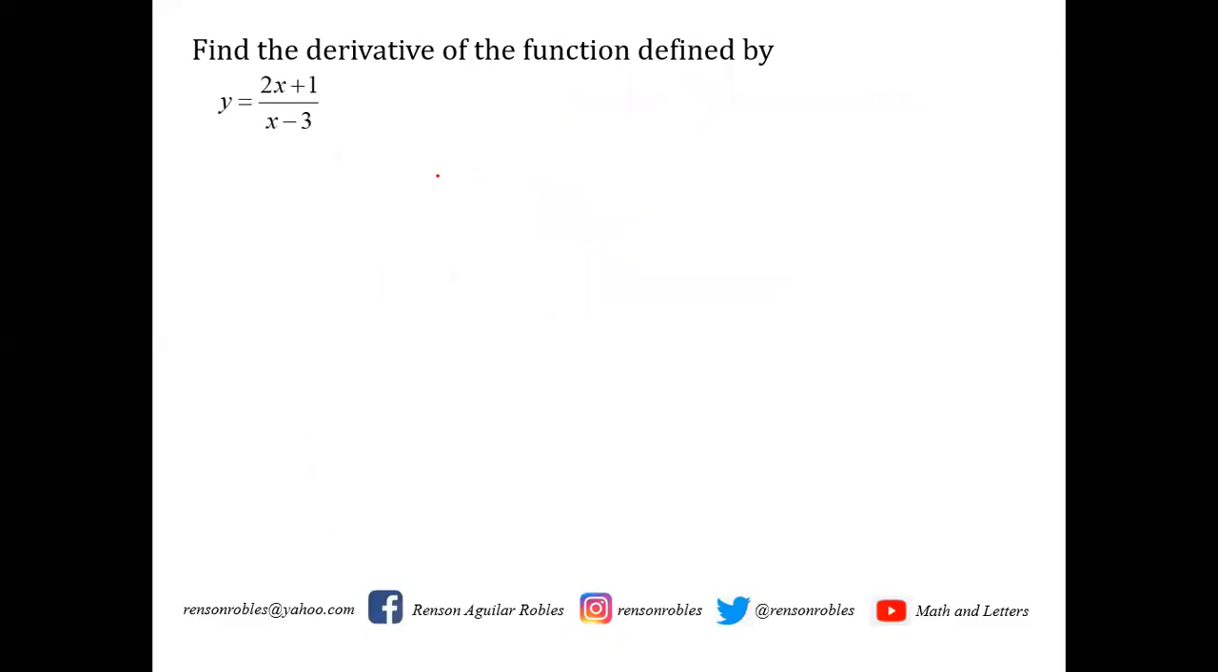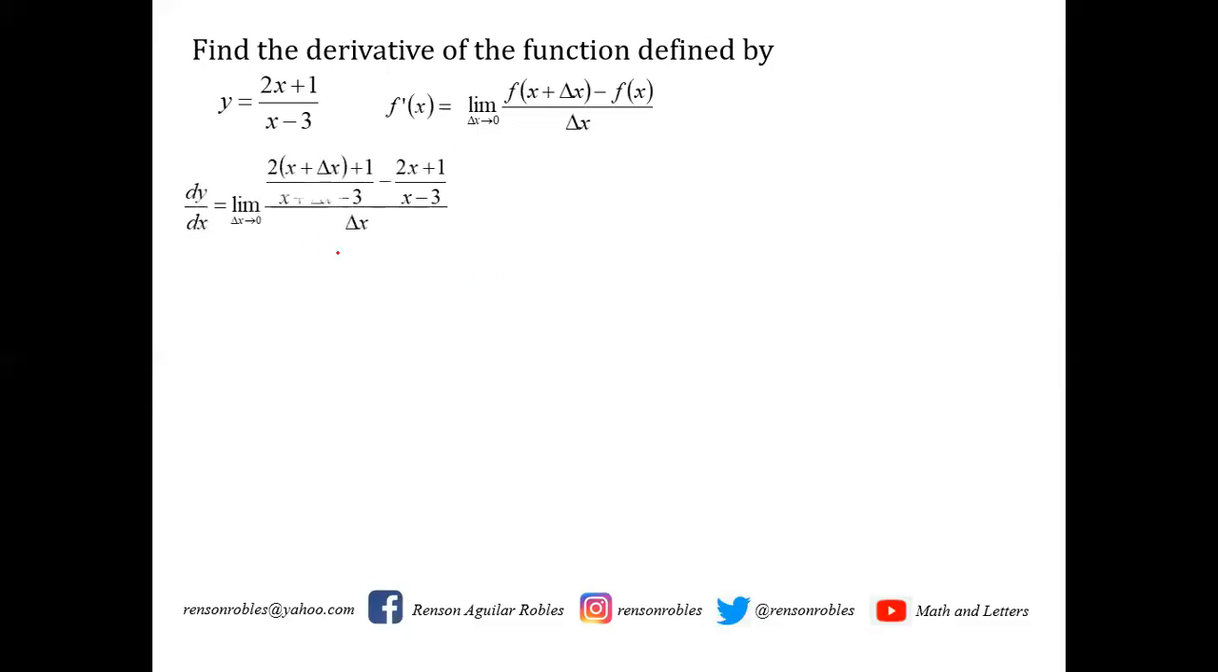One more. Say we wish to find the derivative of the function y equals x plus 1 all over x minus 3. By the same definition, we shall now have the limit of 2 times the quantity x plus delta x plus 1. Again, we shall replace x by x plus delta x. Then all over, you do the same here, you shall replace this by x plus delta x, x plus delta x minus 3 minus the same function f of x, all over delta x as delta x approaches 0.